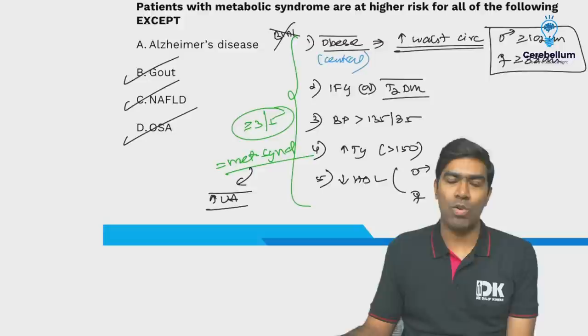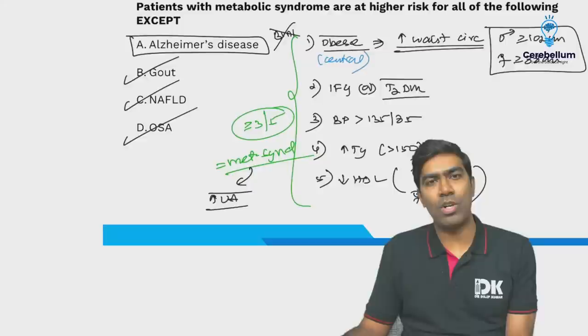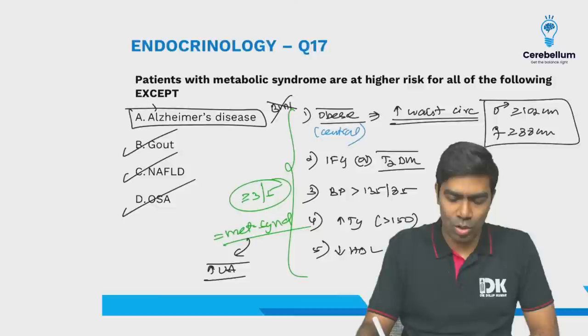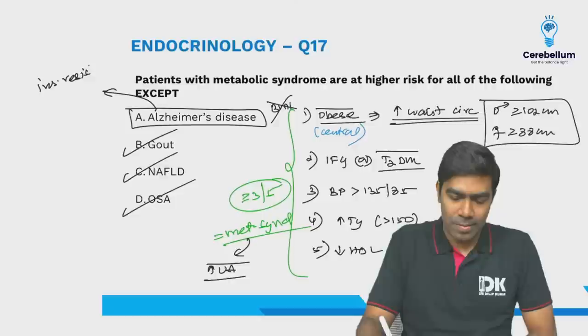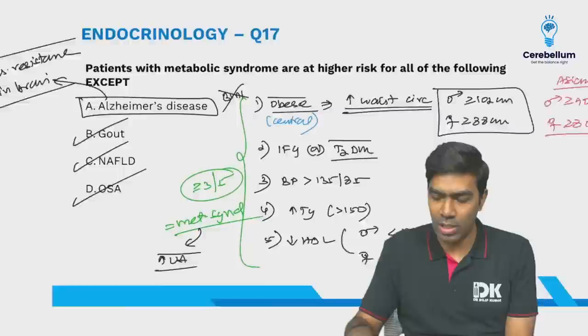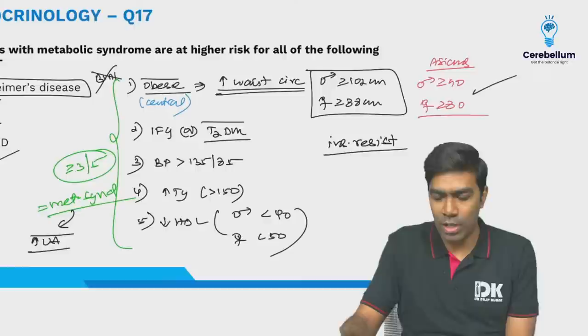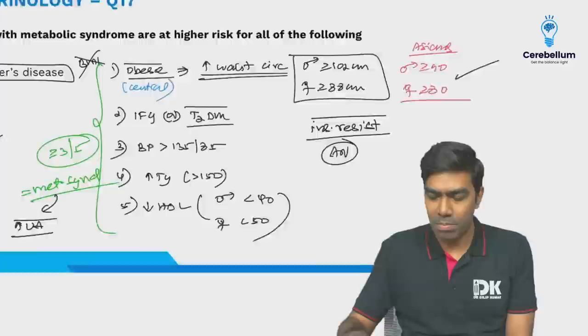So Alzheimer's disease is not basically due to metabolic syndrome. Why did I keep that choice? Because once upon a time, Alzheimer's disease, which is given in Harrison also, was thought to be due to insulin resistance in the brain. This is one theory that exists. You know that metabolic syndrome is also due to insulin resistance. That is why many metabolic syndrome patients will have associated acanthosis nigricans and PCOS.